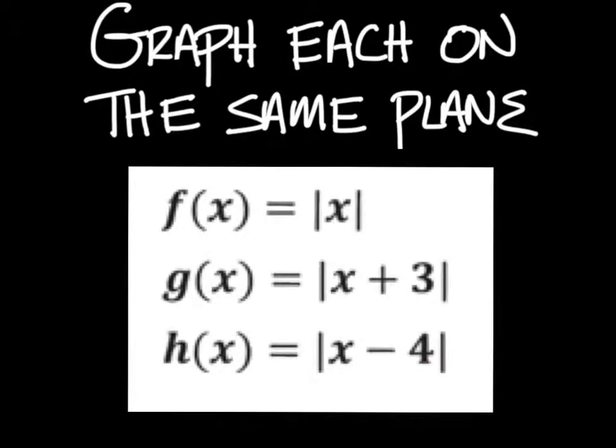Okay, this is the absolute value function. Those are not 1s. That's not a 1x1 or whatever you want to think it is. It is the absolute value of x. The absolute value of x plus 3 and the absolute value of x minus 4. We're going to graph all of these on the same paper and see what happens.